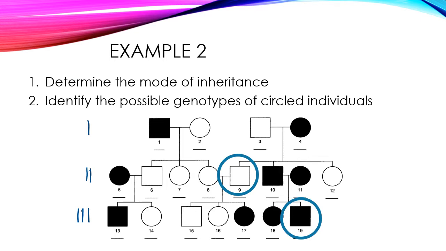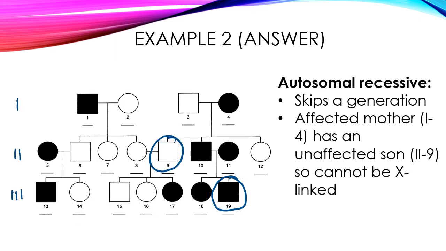Okay, example 2. So determine the mode of inheritance. I've got a pedigree already drawn up. Identify the possible genotypes of the circled individuals.